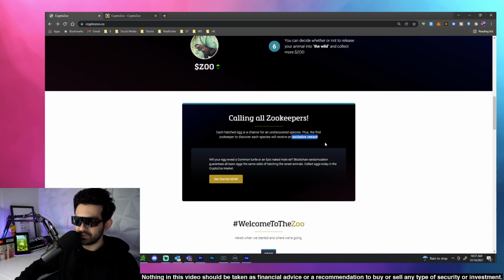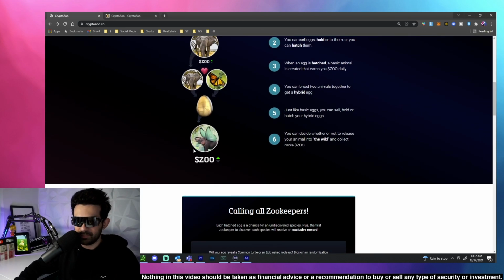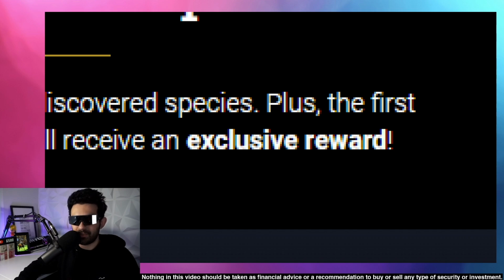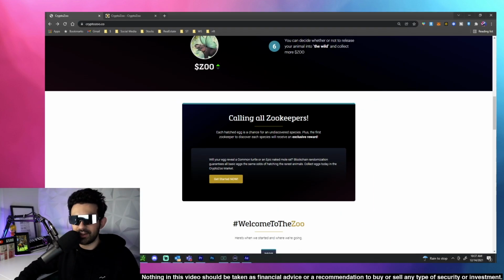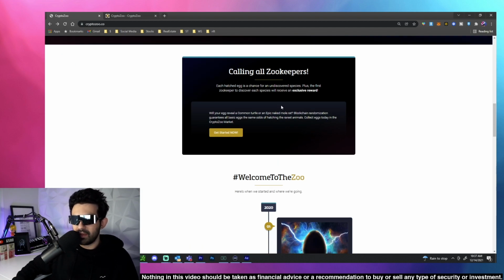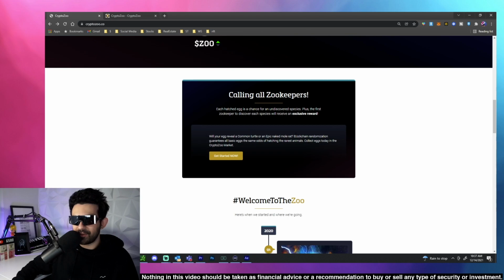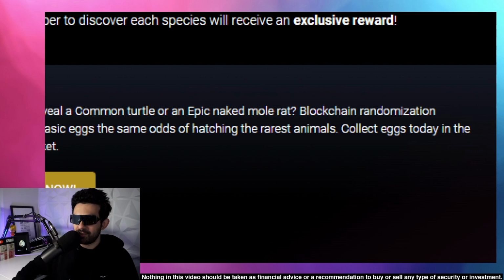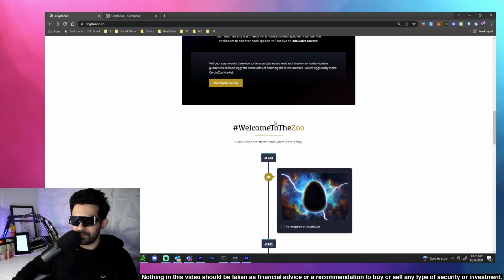Ben Roth over at the Discord has hinted towards and talked about in previous Twitter Spaces that if you're the first person to, for example, get this butterfly elephant thing, you'll get some sort of certificate or NFT or reward or token or something. I don't know. You'll get an exclusive reward is the wording they're choosing, saying that you were the first to mint that hybrid. So that's something. I don't know if there's any utility to that yet or not, but whatever. You get your egg and then the common turtle or naked mole rat, and so on. Okay, whatever. Welcome to the zoo.